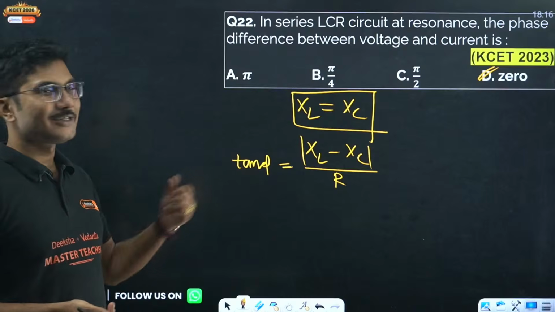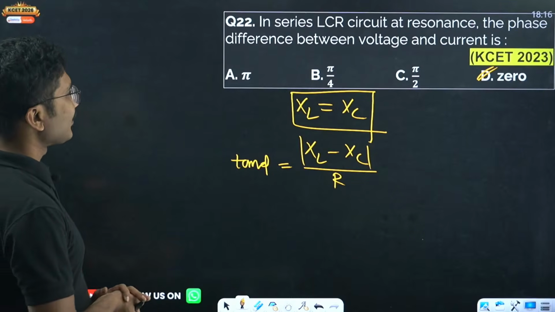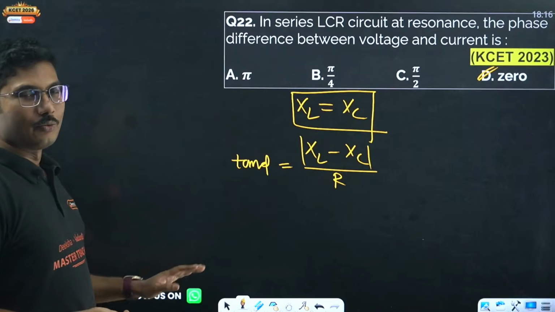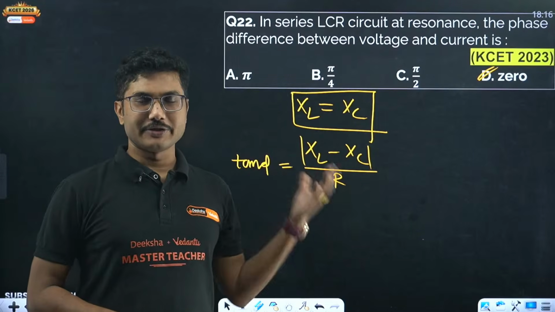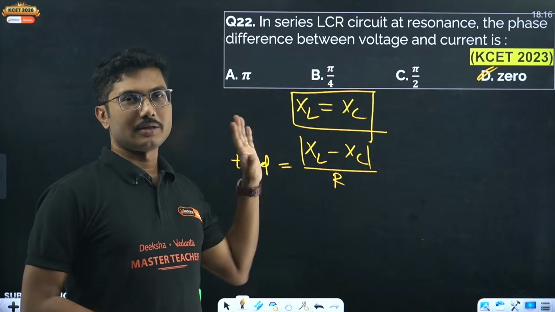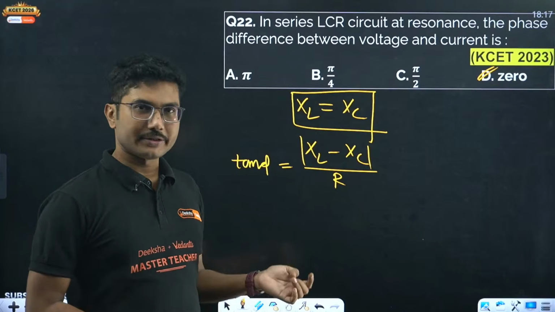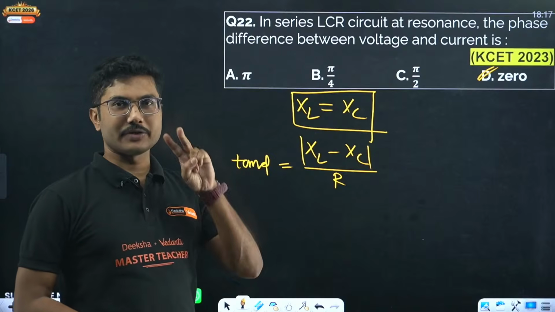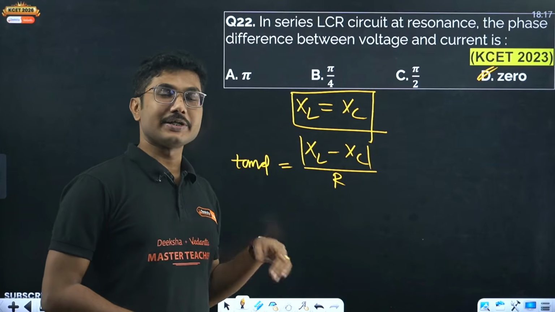Tan 0 is 0, so the phase difference at resonance will be 0. Resonance is the point where the phase is 0, and if the circuit is only resistive, the phase difference is also 0. There are only 2 conditions where the phase difference is 0: if the circuit is in resonance or the circuit is completely resistive.